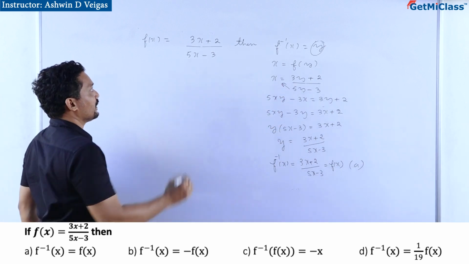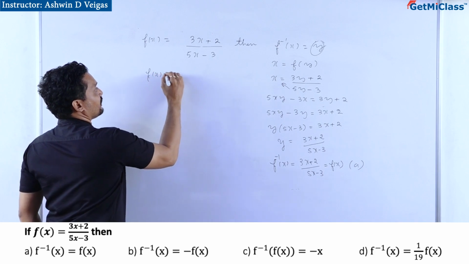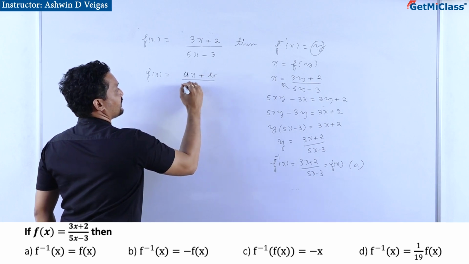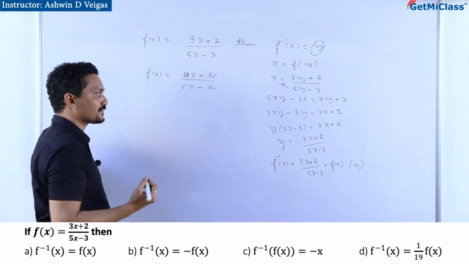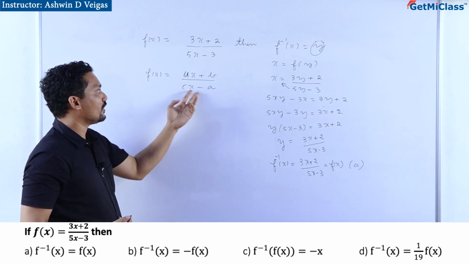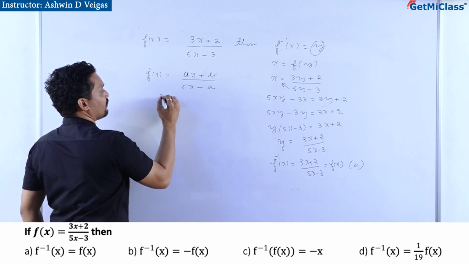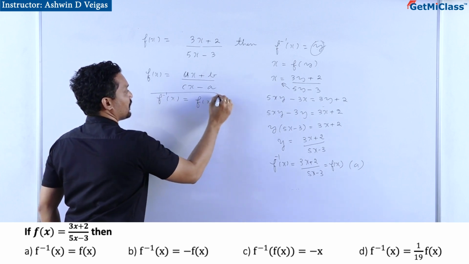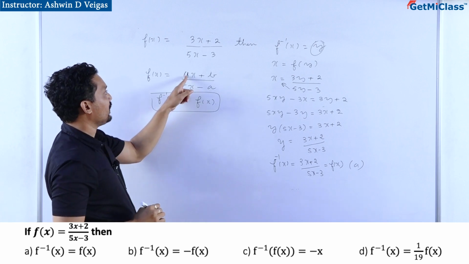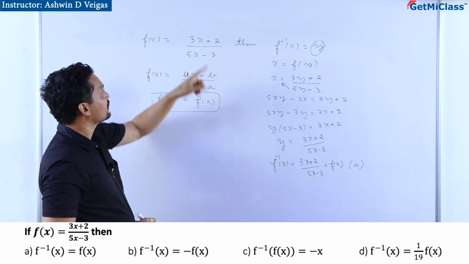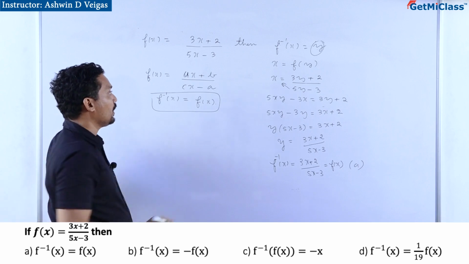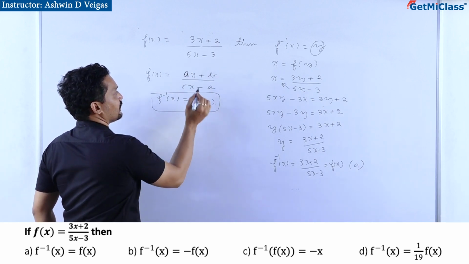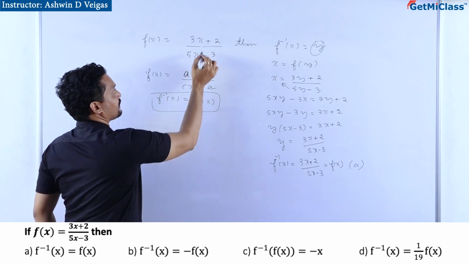Nevertheless, always remember, if f of x is of the form (ax plus b) by (cx minus a), then f inverse of x will always be equal to f of x. So, always remember this. This can be a, b, c, this can be anything. So, 3, 2, 5, this can be anything, but this number and this number should be negative of each other. See, this is ax, this is minus a. So, this is 3x, this is minus 3.